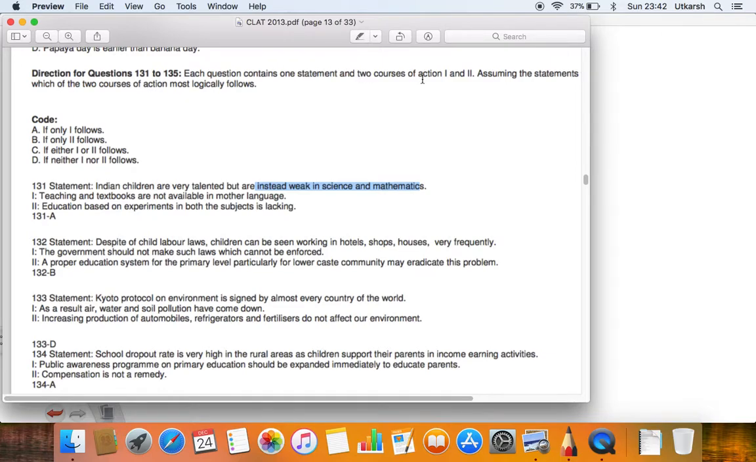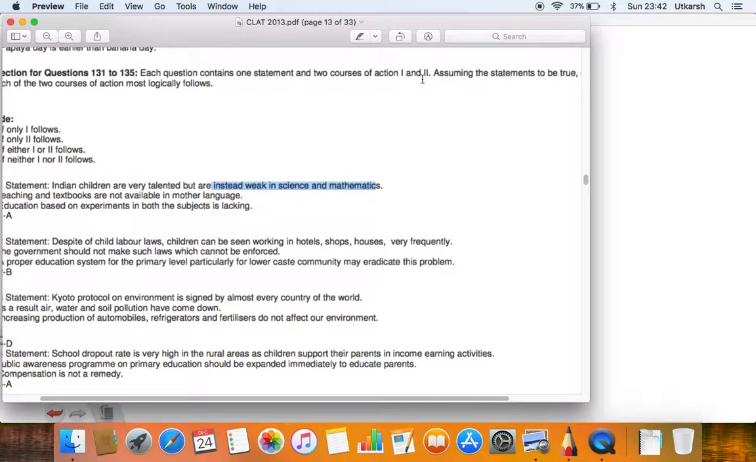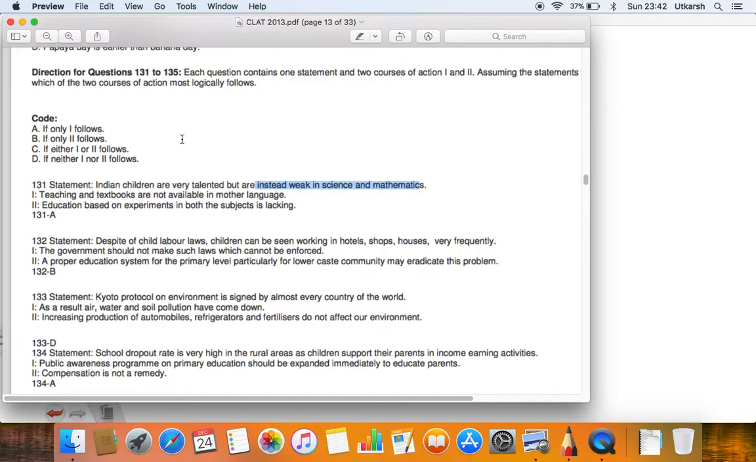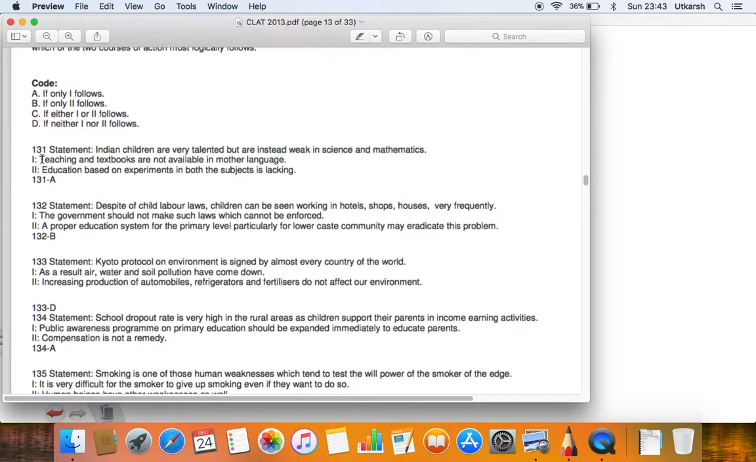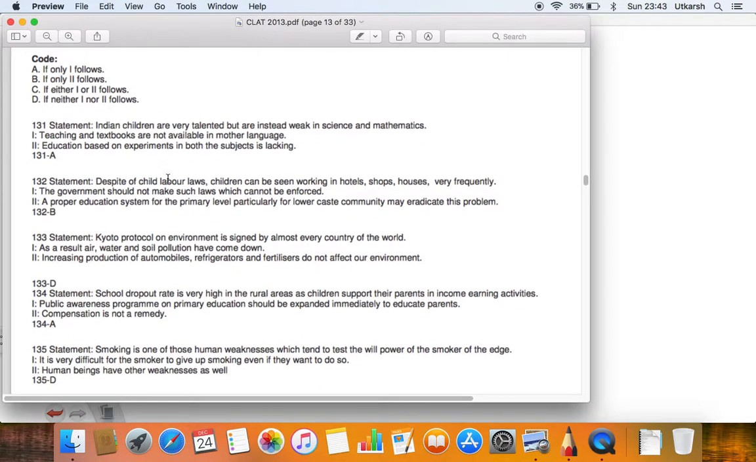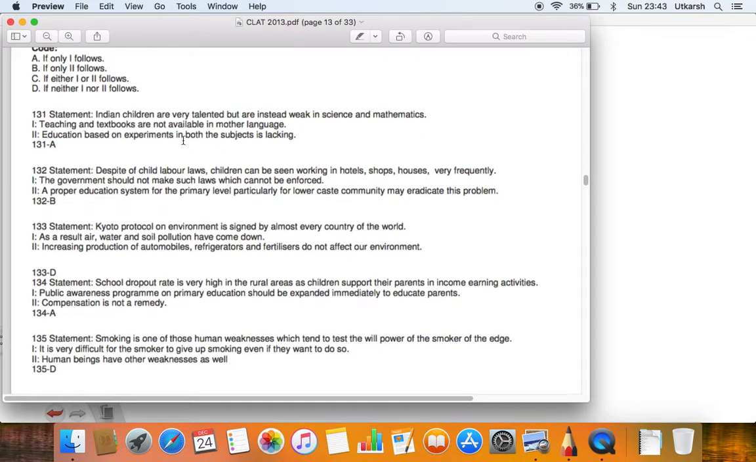The question contains one statement and two courses of action. Assuming the statement to be true, decide which course of action most logically follows. The statement is: Indian children are very talented but are weak in science and mathematics. Course 1: teaching and textbooks are not available in mother language. I don't know how they follow this from this. Course 2: education based on experiment in both subjects is lacking.